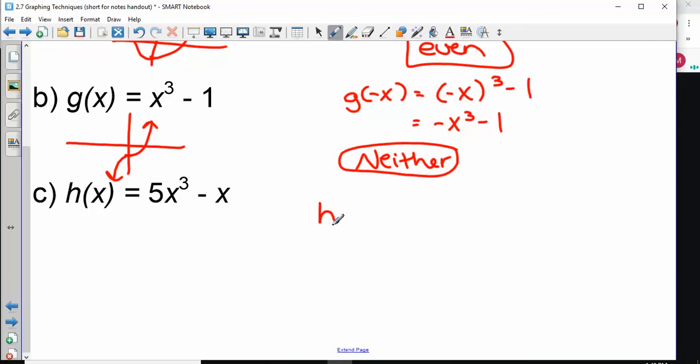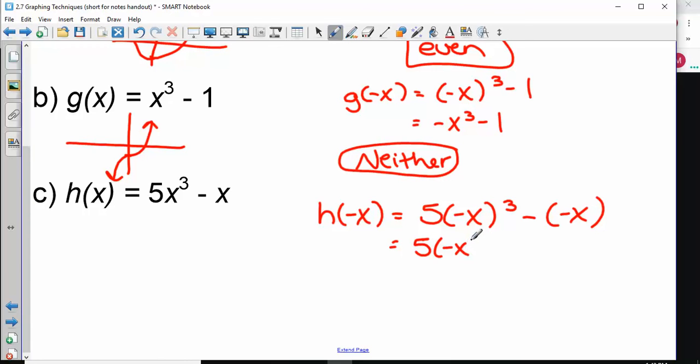Last one. So if I plug in a negative for my x, if we cube a negative, it is negative. So we get minus negative x plus x, so we get negative 5x cubed plus x. Is that what we started with? Is it the exact opposite? Yes. So that means it is odd.